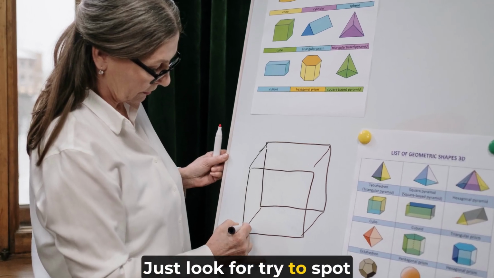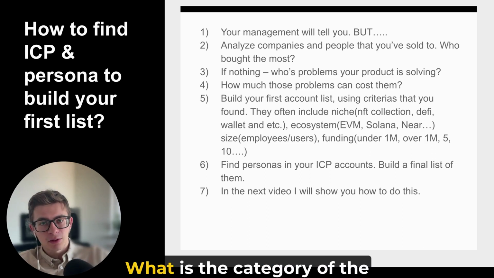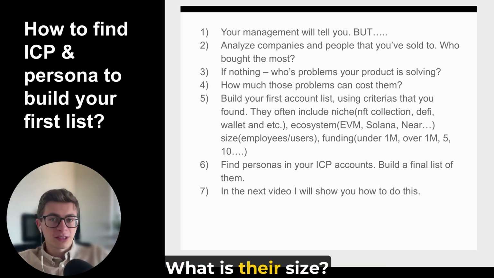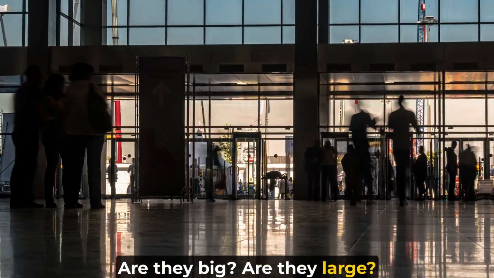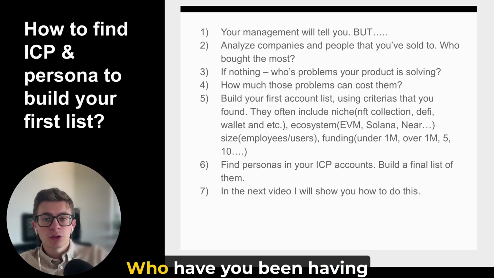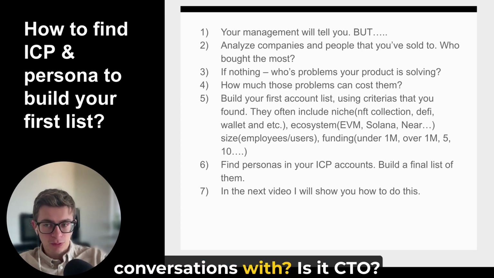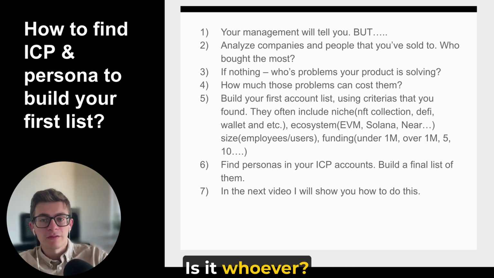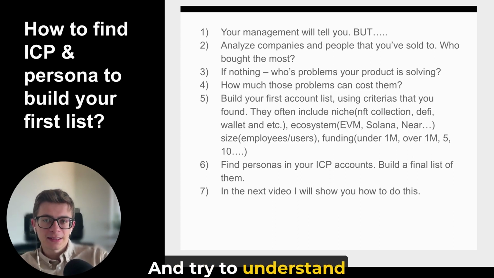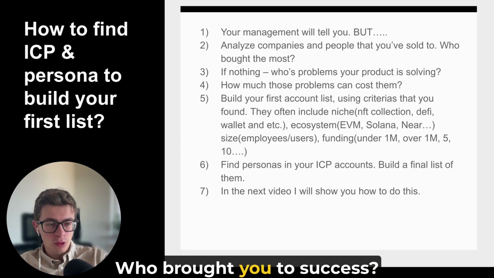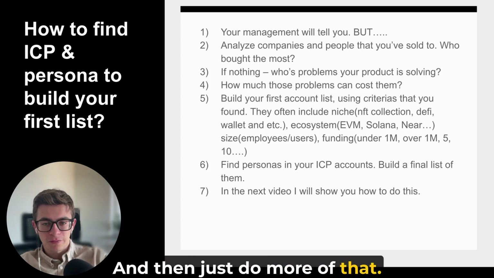Try to spot different patterns. What is the category of the company? Is it a wallet, a DEX? What is their size? Are they big, are they large, are they small? Are they recently funded, not funded? Who have you been having conversations with? Is it the CTO, the CEO, the founders, or whoever? Try to understand what the pattern is here. What is the success here? Who brought you to success? And then just do more of that.